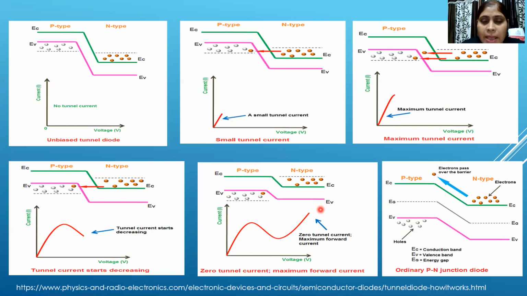This happens because of the very narrow depletion region. As the input is given, the electrons start switching, and because of this, either the current is flowing or the current is not flowing. So this diode can be used for fast switching. And this region where the voltage is increasing and the current is decreasing is called the negative resistance region, and this is used for oscillation.